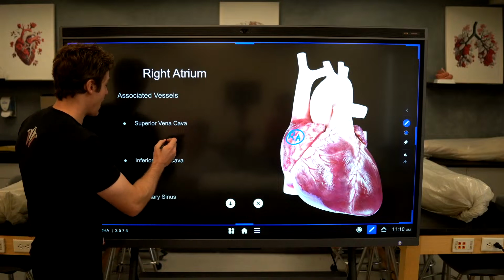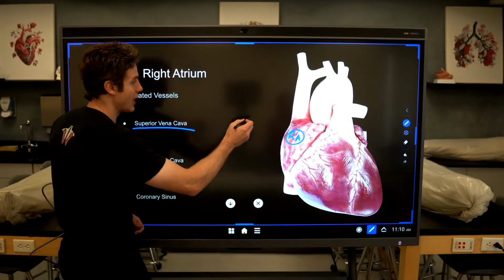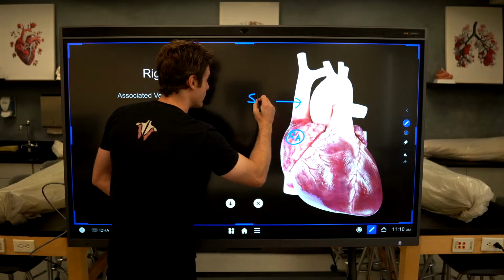Our first one that we have here is the superior vena cava. And we'll label this right here, SVC.